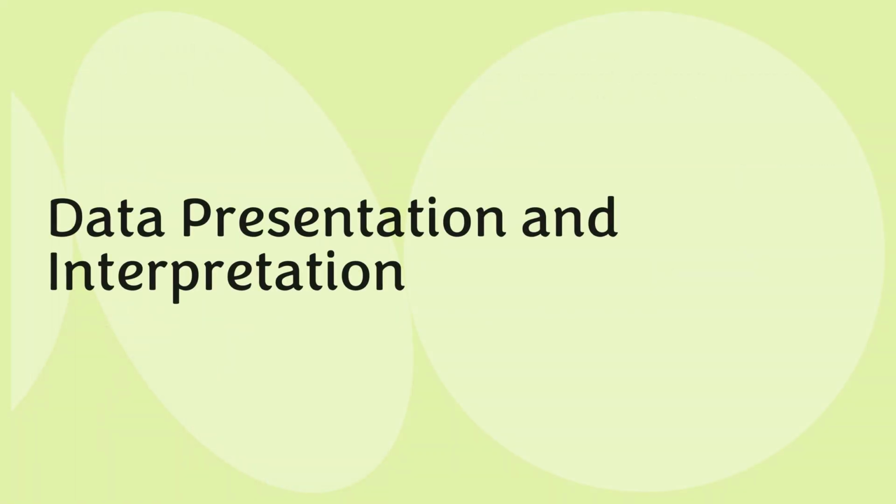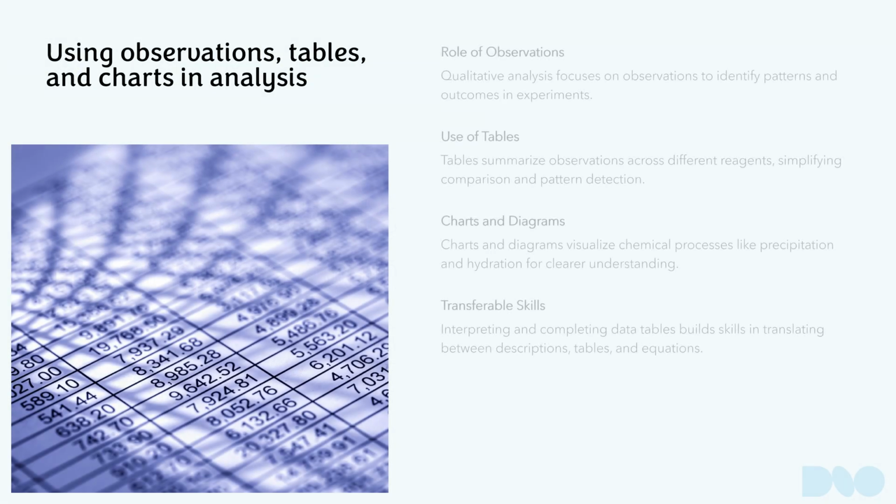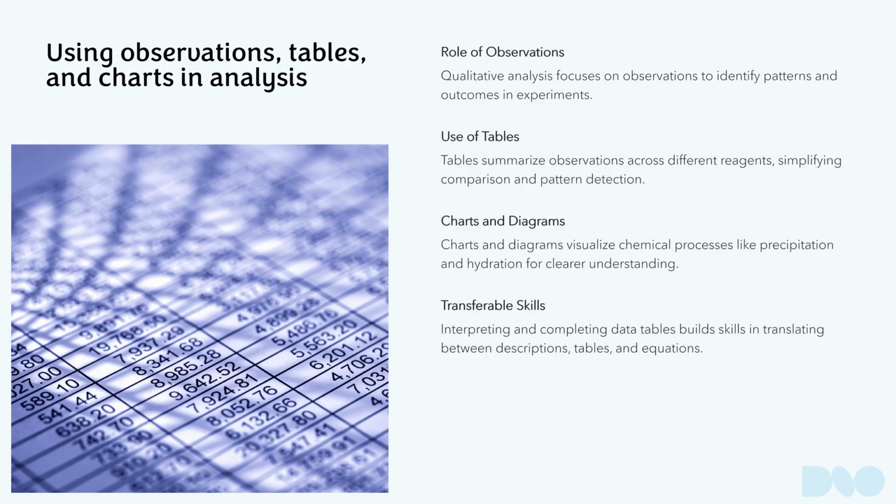Using observations, tables, and charts in analysis. Although qualitative analysis often focuses on observations rather than numerical data, students are still expected to present and interpret results clearly. Tables are commonly used to summarize observations for different reagents, making it easier to compare outcomes and identify patterns. Charts and diagrams can also help visualize processes such as precipitation or hydration.